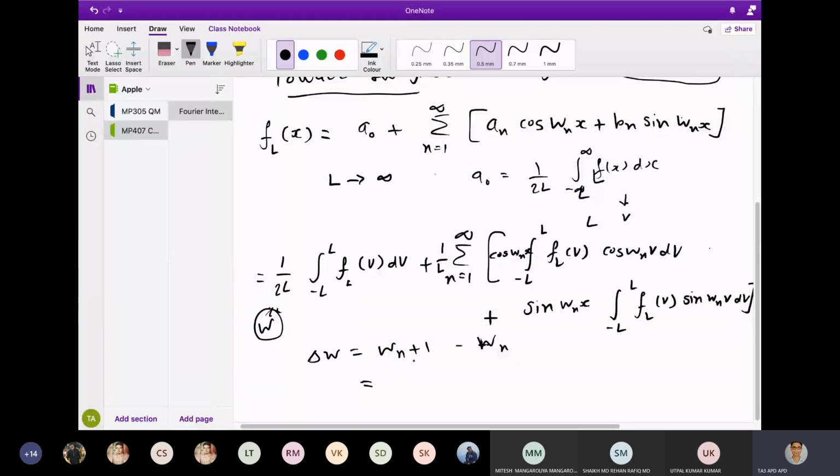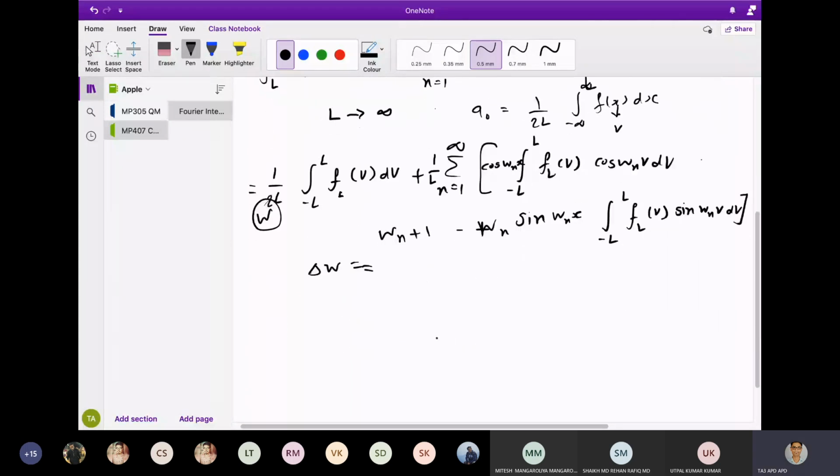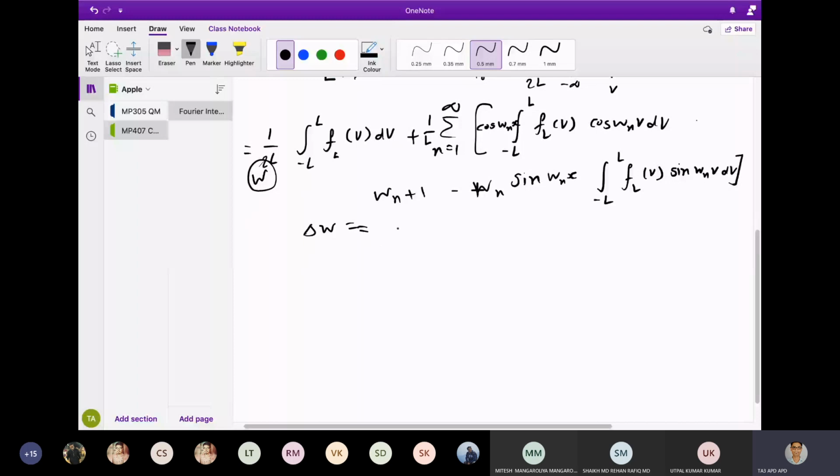Anyway, okay, this should be better. So delta W is equal to W_(n+1) minus W_n. So this is going to be equal to (n plus 1) pi by L minus n pi by L. The n pi by L will get cancelled, so you will have pi by L. So delta W is equal to pi by L.